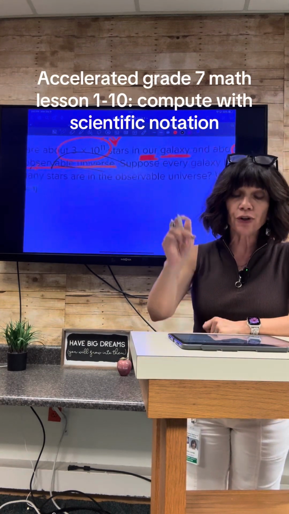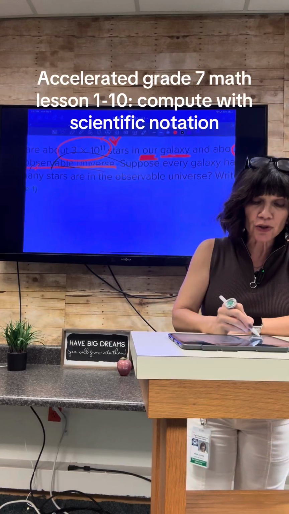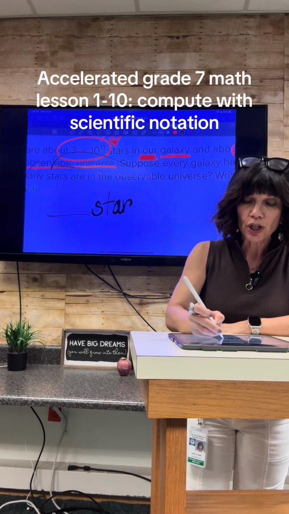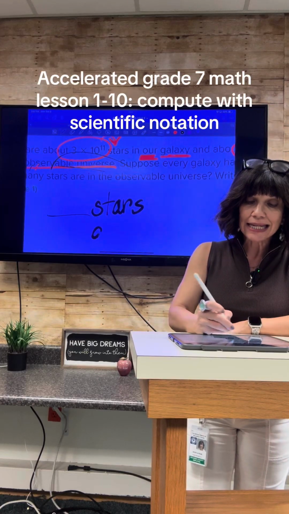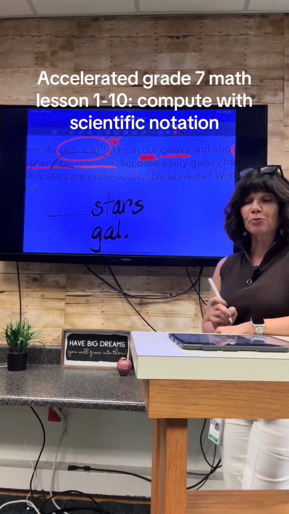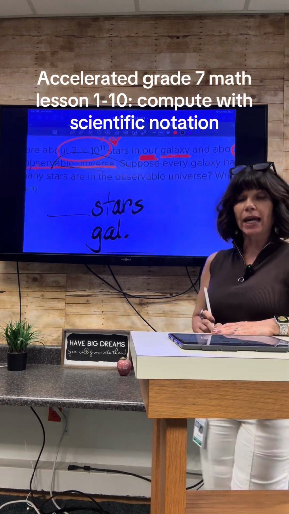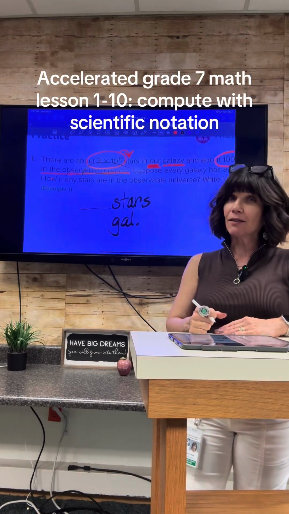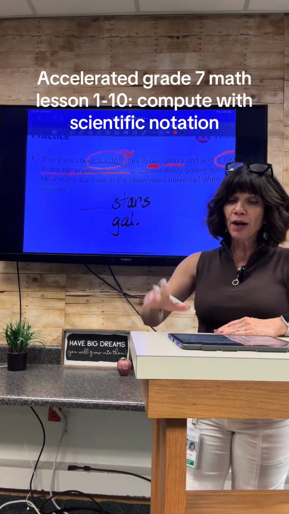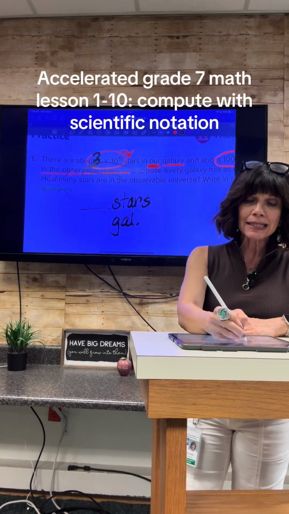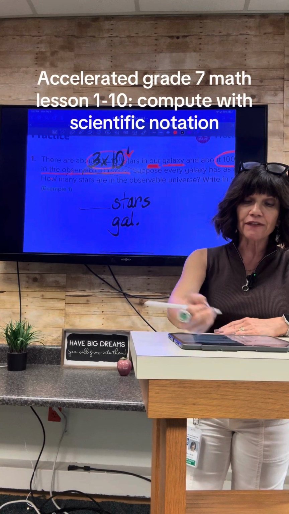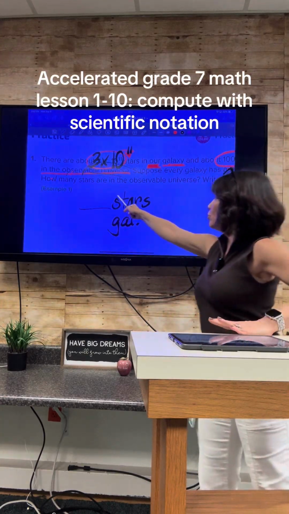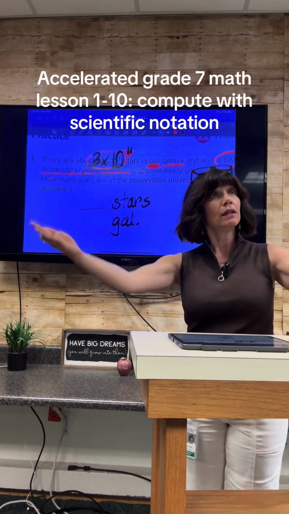Watch. I want you to create a ratio that shows the relationship between the number of stars to the number of galaxies. And you may just abbreviate galaxy or galaxies, GAL. So let's use the information they give us in the beginning of item number 1. There are about 3 times 10 to the 11 stars. Where shall I write this number? Numerator or denominator? Say it.